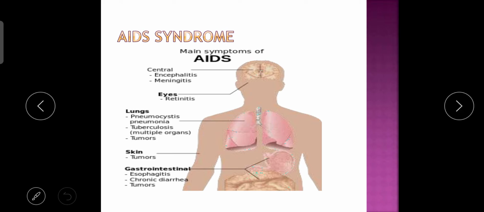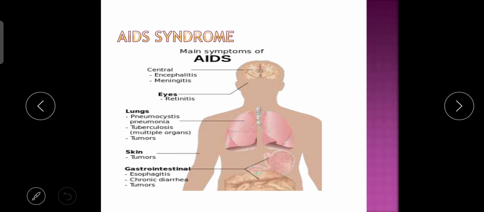Next is AIDS syndrome, that is acquired immunodeficiency syndrome. In that, the main syndrome of AIDS is in the central nervous system. You can notice encephalitis and meningitis, that is inflammation of the brain and inflammation of the meninges. In the eye, you can see retinitis.